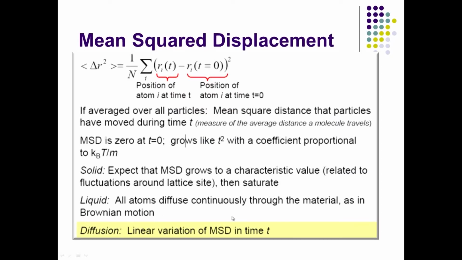However, if you look at the liquid system, all atoms diffuse continuously through the material, as in Brownian motion. So, now you are looking at the displacement going as a random walk, which is the Brownian motion, and with that you are able to see they are displacing, and as they are displacing, their displacement is increasing with time. So, there is a linear increase in the mean square displacement. That is a clear indication that the material is in the liquid phase. So, in a way this is another order-disorder parameter.